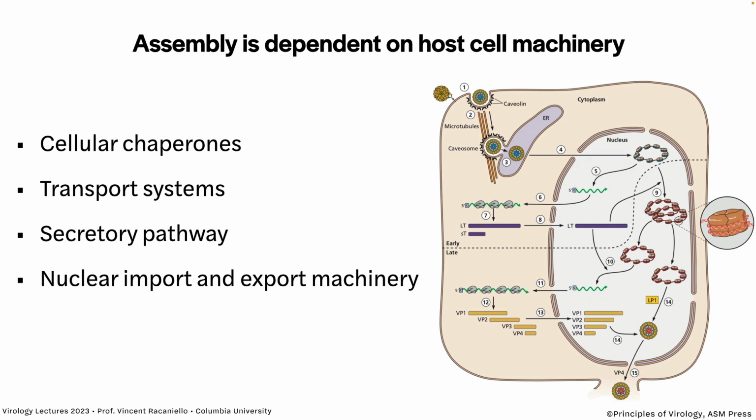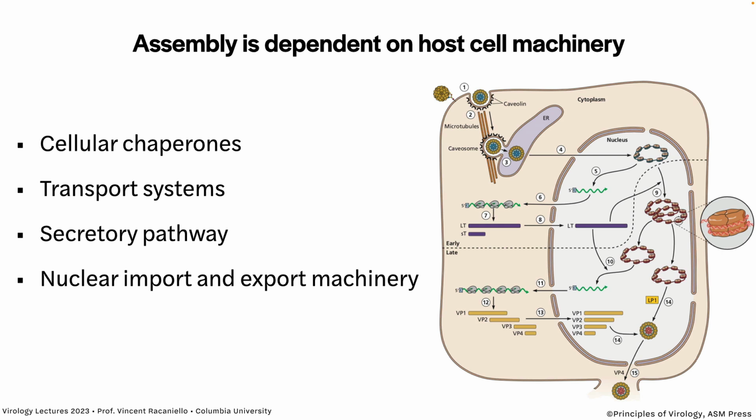Right? So when proteins are made, they can have mistakes. They can misfold. Chaperones check them out and make sure they're folded properly. And those cellular chaperones do that for viral proteins. Of course, there are also viral chaperones that fulfill the same function.